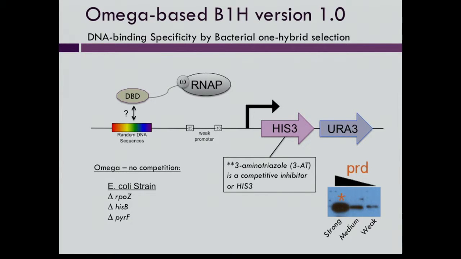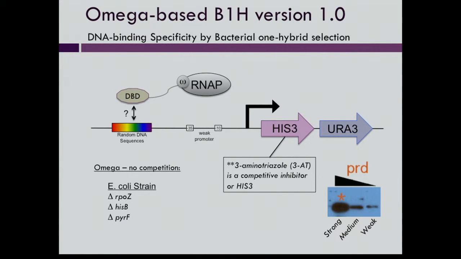Then we place a region of random sequences upstream of the promoter that regulates our reporters, which are His3 and Ura3 from yeast. We do this in a bacterial strain where we've knocked out the equivalents of these reporters, so that when we grow these cells on media that lacks histidine, survival is then dependent on activation of this gene, and therefore dependent on this protein-DNA interaction. Now, like I said before, some methods have different thresholds that you can set. We can set our threshold using 3-aminotriazole, or 3-AT, which is a competitive inhibitor of His3, in order to require more or less His3 to be expressed, and then presumably a higher or lower affinity interaction.